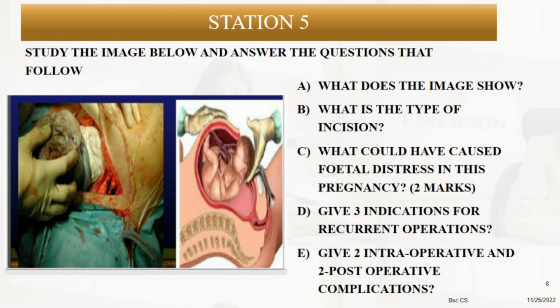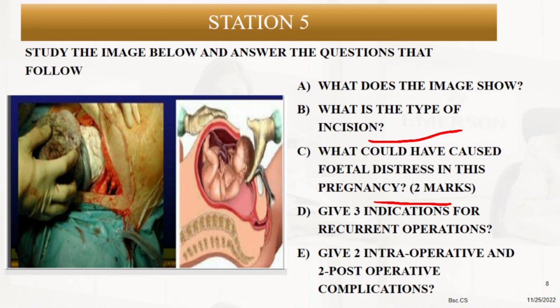So as you said, this is the cesarean section. So the incision made on the uterus is called the Pfannenstiel incision. So let's start by reading all the questions. So what could have caused fetal distress in this pregnancy?